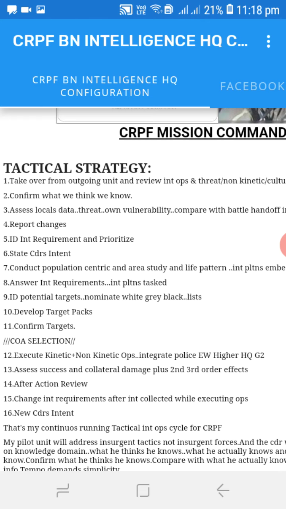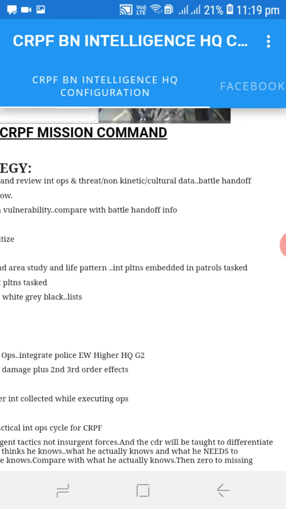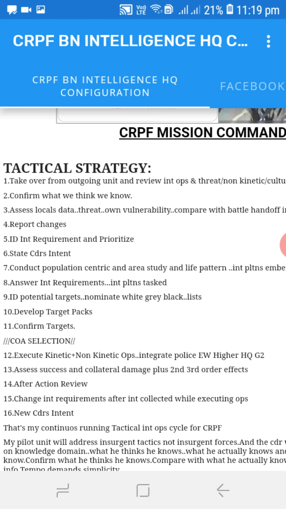Report changes, the organic int unit. Identify int requirements and prioritize them. State the commander's intent. Conduct population-centric and area study and life pattern studies, with int platoons embedded in patrols. All the patrols going into community areas every day जो जाते हैं, उनमें we embed int platoons, the organic int platoons, and they can conduct population-centric and area study and life pattern studies. Answer the int requirements of the commander. And these can be done by the tasked int platoons.